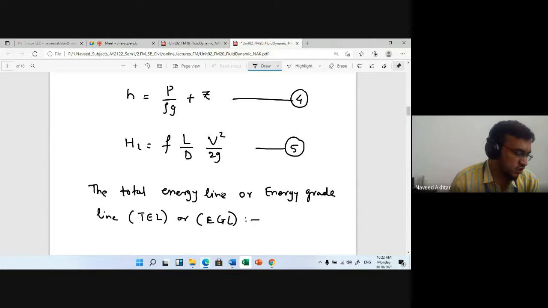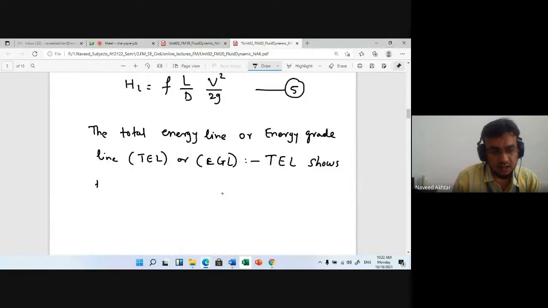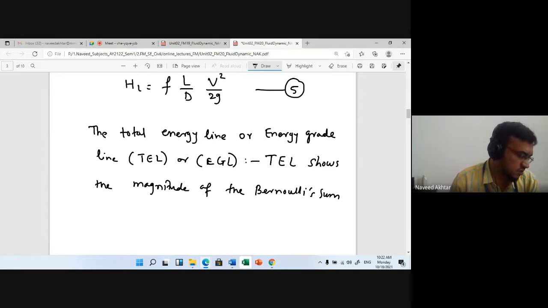So the EGL or TEL shows the magnitude of the Bernoulli sum, that is H plus V square upon 2g.